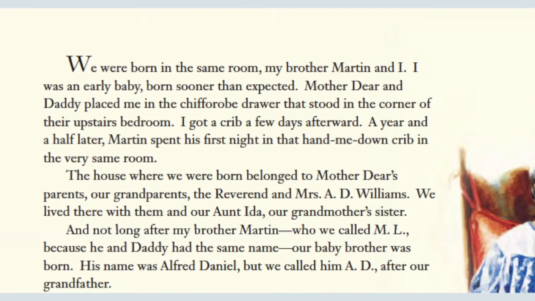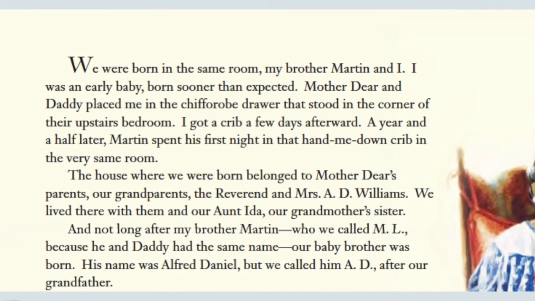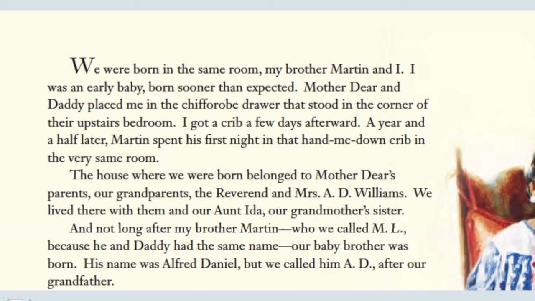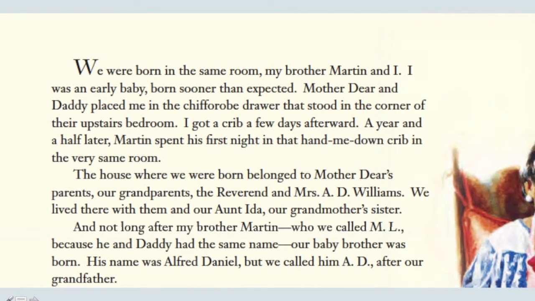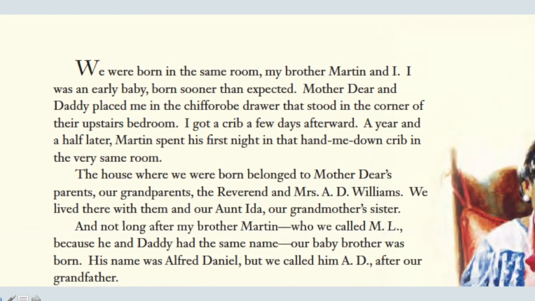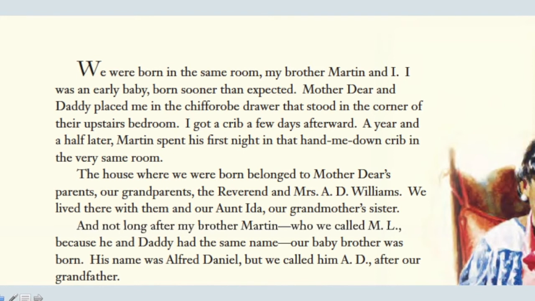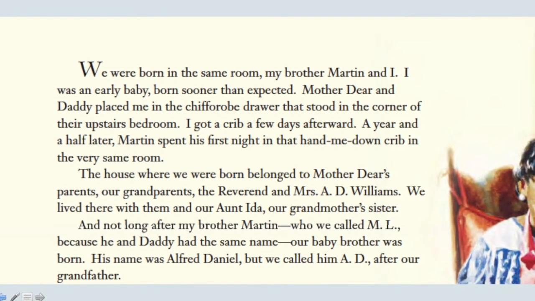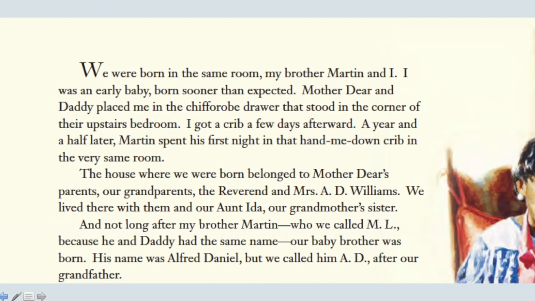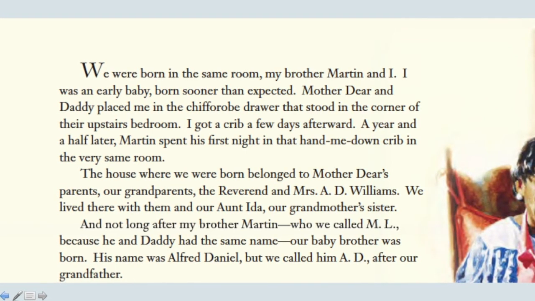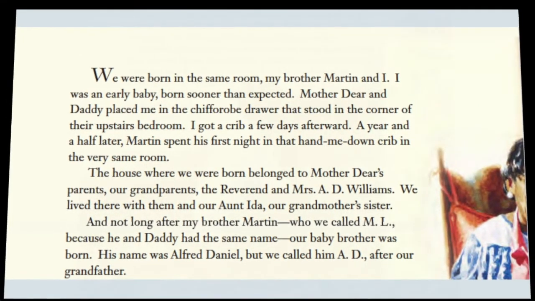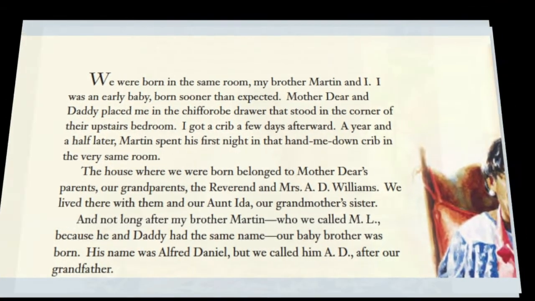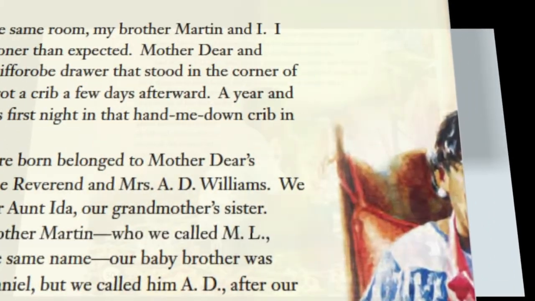The house where we were born belonged to Mother dear's parents, our grandparents, the Reverend and Mrs. A.D. Williams. We lived there with them and our Aunt Ida, our grandmother's sister. And not long after my brother Martin, who we called M.L. because he and Daddy had the same name, our baby brother was born. His name was Alfred Daniel, but we called him A.D. after our grandfather. They called me Christine, and like 3 peas in one pod, we grew together.